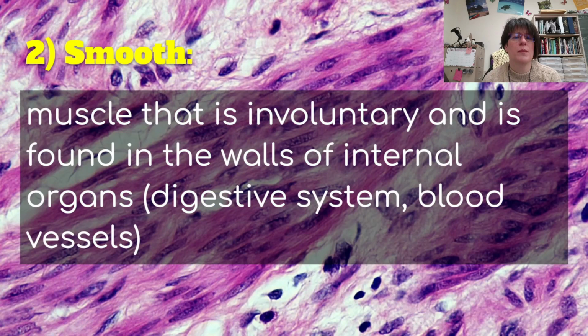There's also smooth muscle. This is involuntary muscle. This is muscle you don't have to think about moving or for its functions. And it's found in the walls of the internal organs, like the digestive system and blood vessels. It's a good thing we don't have to think about all of those body functions, or we wouldn't be able to think about anything else. It's a good thing that we have involuntary muscles that just perform actions for us.